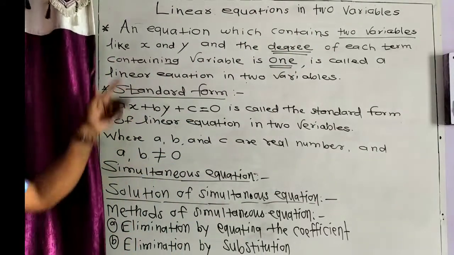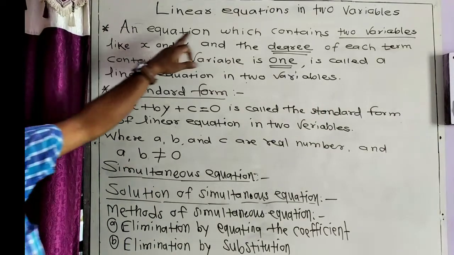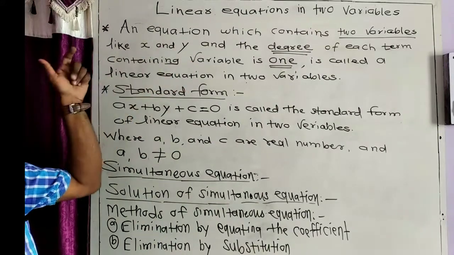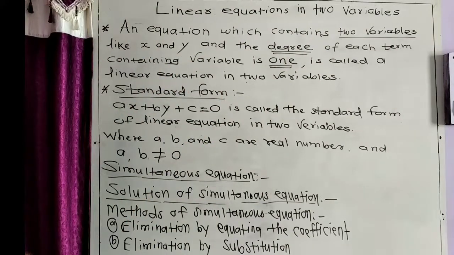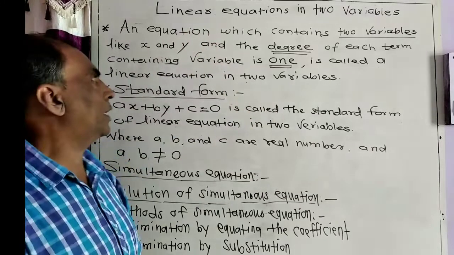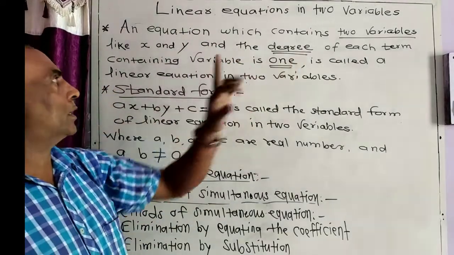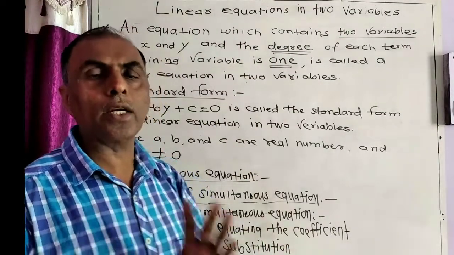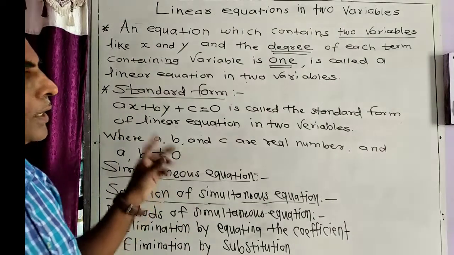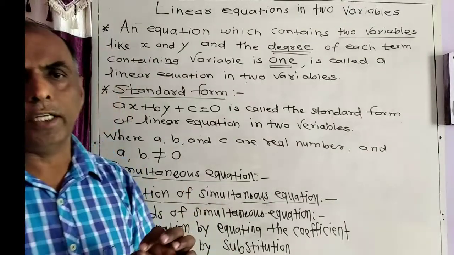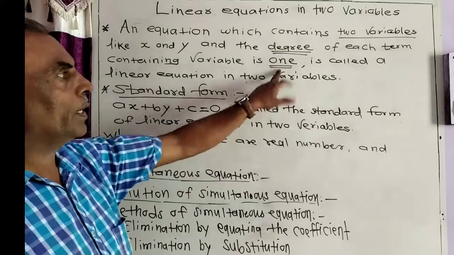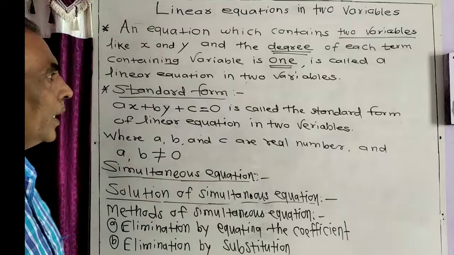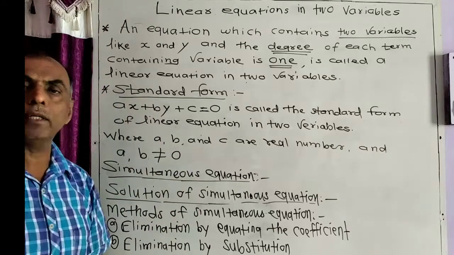We have seen the definition: an equation which contains two variables like x and y, or like a and b, or like m and n, and the degree of each term containing the variable is 1. Means an equation in which there are two variables like x and y, and the degree of the variable, either x or y, is 1, then such an equation is called a linear equation in two variables. And last year we saw many examples.